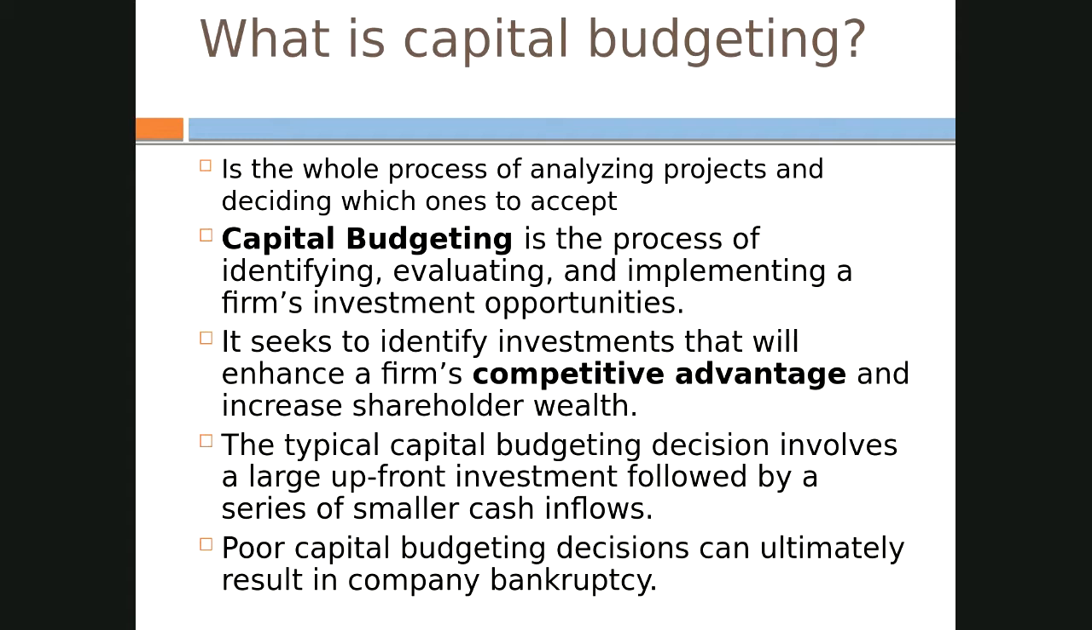The typical capital budgeting decisions involve a large upfront investment followed by a series of smaller cash inflows. These are the typical cash flow structures in capital budgeting. At the start, or at day zero, it involves a large amount of money, but usually that is an outflow. Later on, of course, you're going to use it, so it will yield a return in terms of cash flow, and this cash flow is sometimes smaller. Your revenue converted into cash flow will be realized because you use the capital investment.